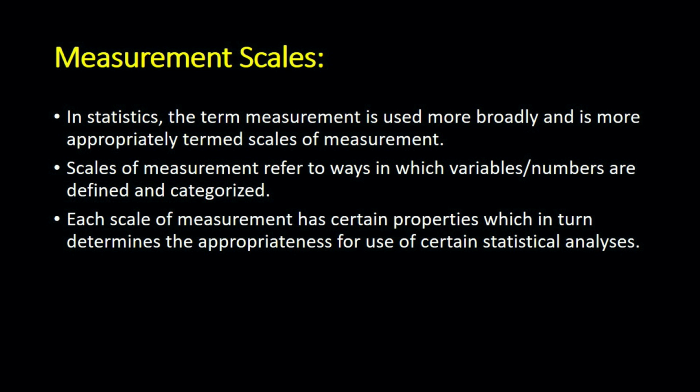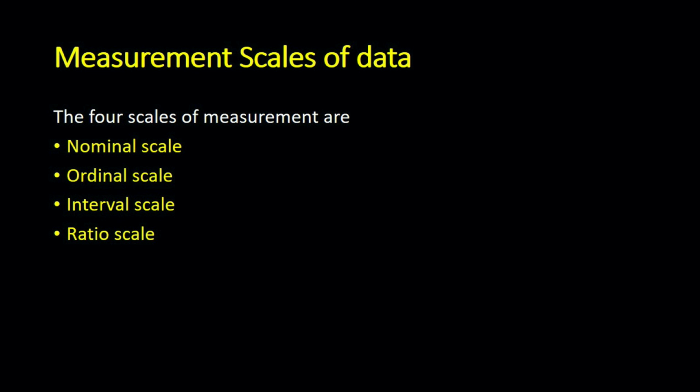So the first slide summarizes that we just have to remember what type of data we have, why we are going to categorize this data, and why we are going to use it for the analysis. This becomes clear in the next slide, where we have the four scales of measurement. The first one is the nominal scale, the second is the ordinal scale, the third is the interval scale, and the fourth is the ratio scale.